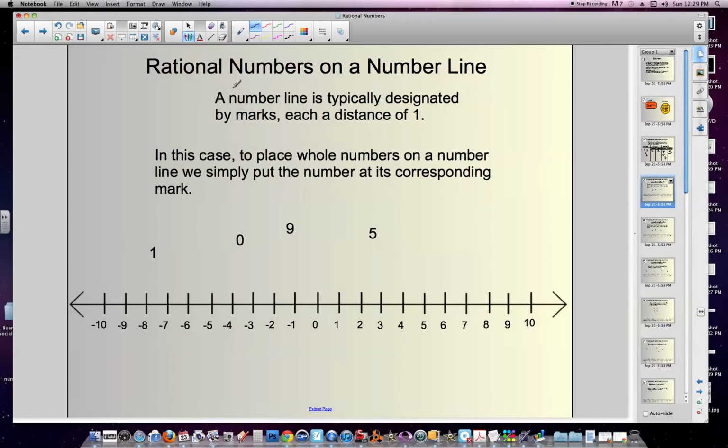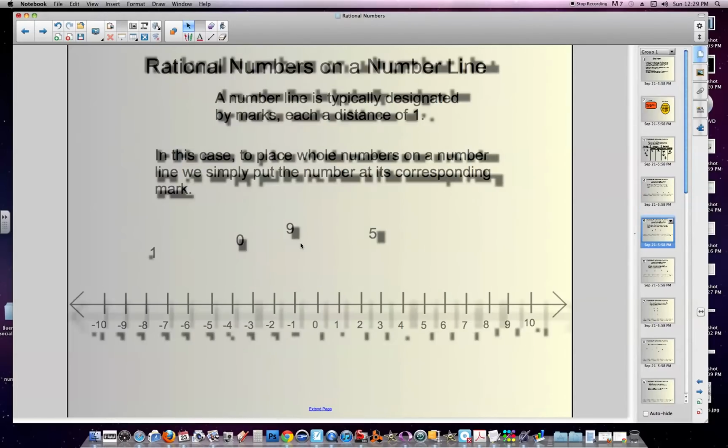Moving forward, we need to be able to place numbers on a number line. And now whole numbers are pretty easy to put on a number line. If we say 9, we mean, well, where is 9 on the number line? Because our number line is just units of 1, right? So that corresponds with our definition of whole numbers. There we go. And 1 can get moved over here.